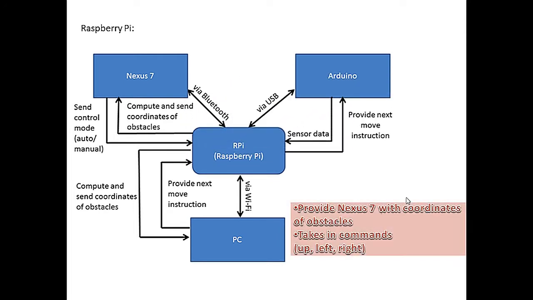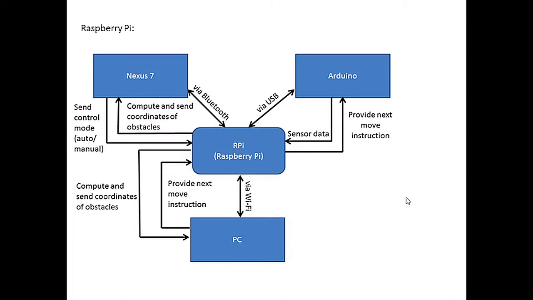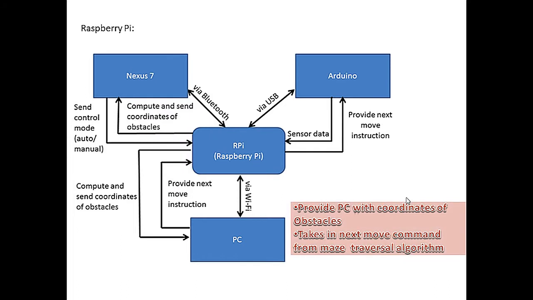Next, Pi will provide Nexus 7 with the coordinates of the obstacles and take in commands from Nexus like up, left and right. Here's an example of the coordinates that Pi will send to Nexus 7. And lastly, Pi will provide PC with coordinates of obstacles and take in the next move command from the maze traversal algorithm. Here's an example of Pi sending PC a series of obstacle coordinates.